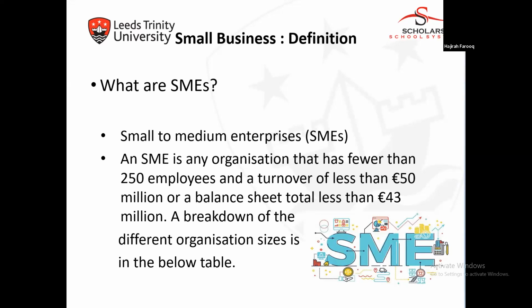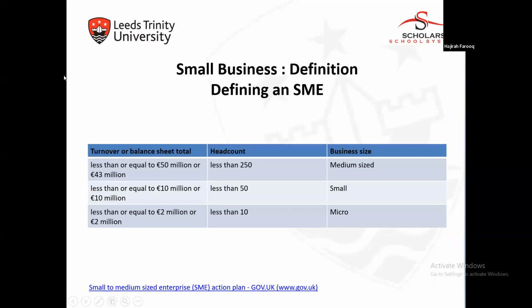So what are SMEs? We then discussed small to medium enterprises. An SME is any organization that has fewer than 250 employees and a turnover of less than 50 million, or a balance sheet total of less than 43 million euros. Breakdown of the different organization sizes is here. So there are micro businesses, small businesses, and medium businesses, and that's a breakdown of how these are categorized into different sized businesses.